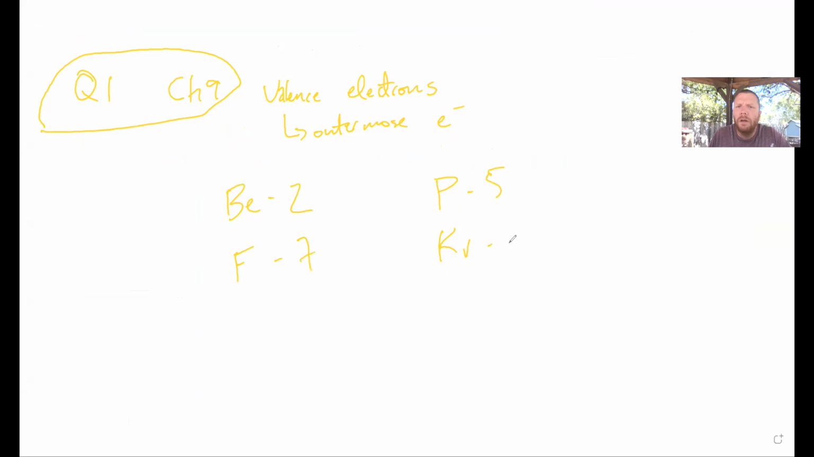5, 7, and 8. Okay, so the next question is question number 2, and I'm going to go straight on to that. Question number 2 says, identify the core and valence electrons for each atom. For this, we're given 3 different elements: Xe for xenon, Ca for calcium, and finally Br for bromine.